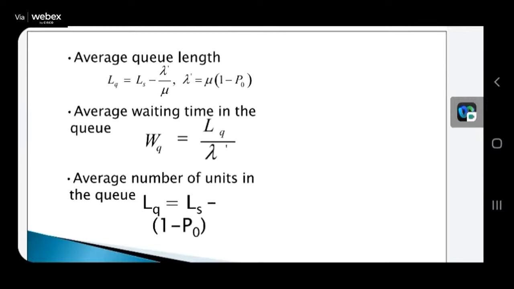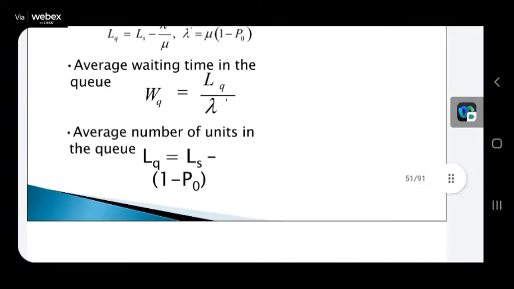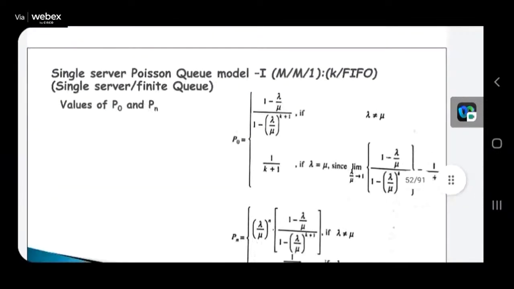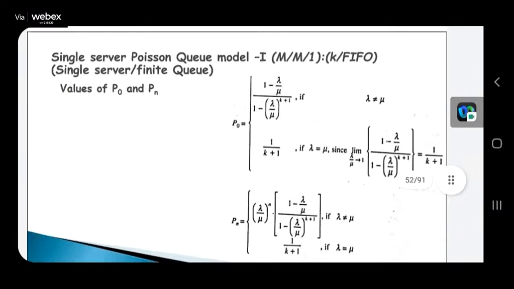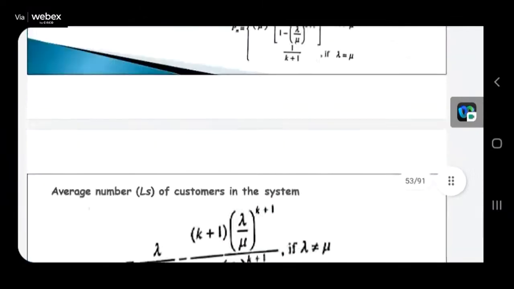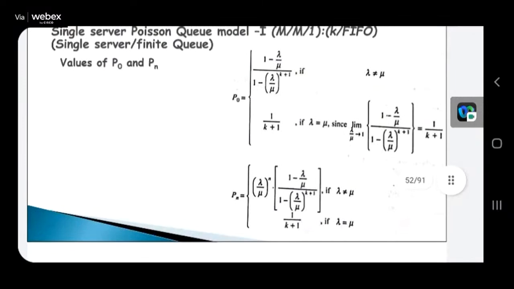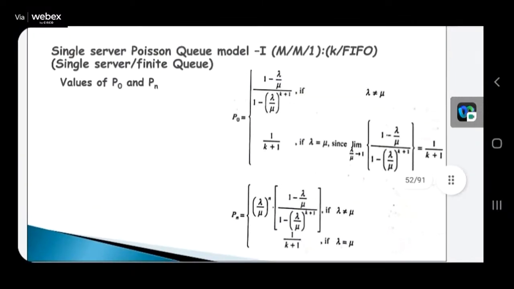For now, you have to take a screenshot of whatever formulas I'm giving, because tomorrow I will help you solve problems using these formulas. WQ is equal to, anyway, this you know already, using Little's law, the average waiting time in the queue, which we learned yesterday. Whatever you learned now, that only I pictured. So what is P naught, what is Pn? Why I have done it in this manner, because there it was random, so here you can take a screenshot.